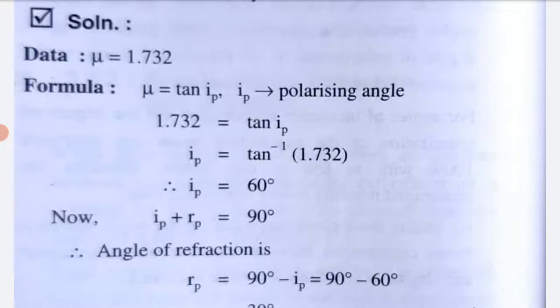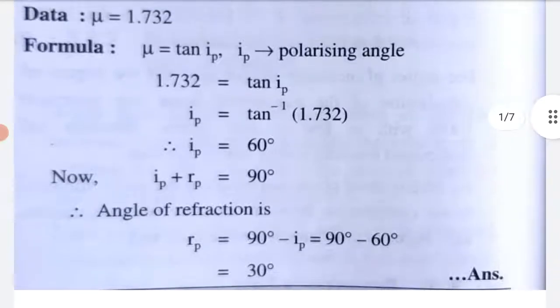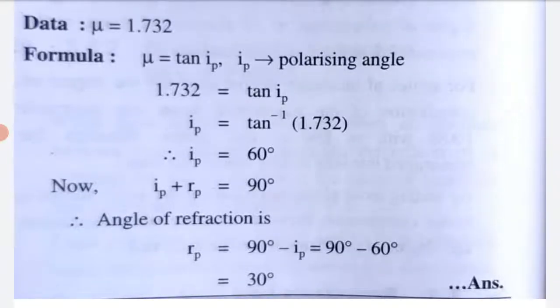Now, the incident polarization angle plus the refracted polarization angle is equal to 90 degrees. Then the angle of refraction RP is equal to 90 degrees minus IP. Then 90 degrees minus 60 degrees, the angle of refraction is 30 degrees.